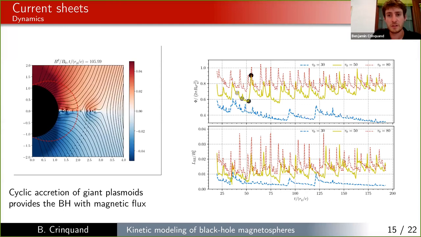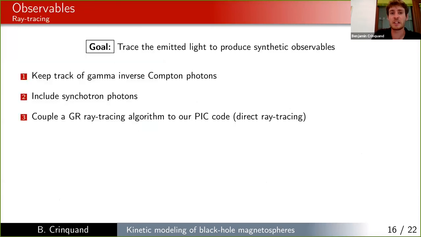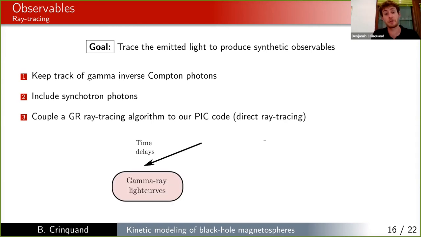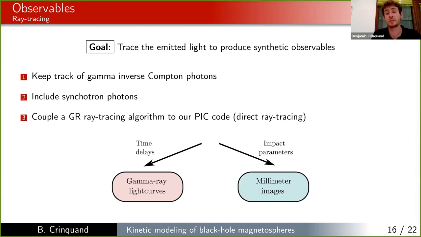So the final part of this talk will be dedicated to the link between these kinds of simulations and observables. So in order to produce synthetic observables and link our simulations with observations, we need to trace the light emitted from the simulation. So first, we need to keep track of gamma ray photons, which are represented by inverse Compton photons. We can also include synchrotron photons in our simulations, since we know the local magnetic field. And finally, we have to couple our simulations to the GR ray tracing code. So, using this procedure, we can reconstruct both gamma ray light curves or millimeter images, which can be directly compared to the EHT observations.